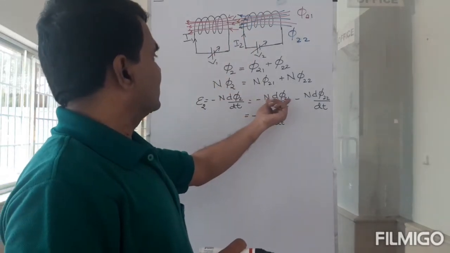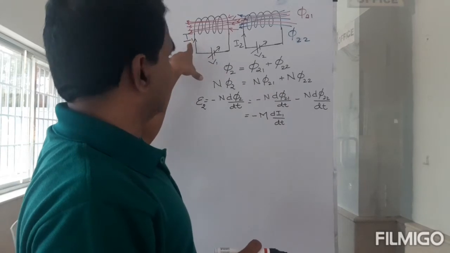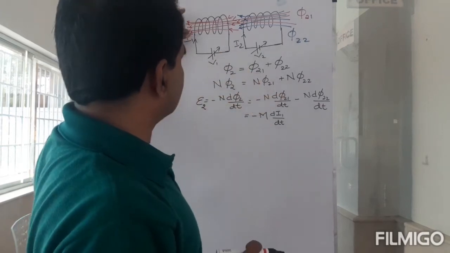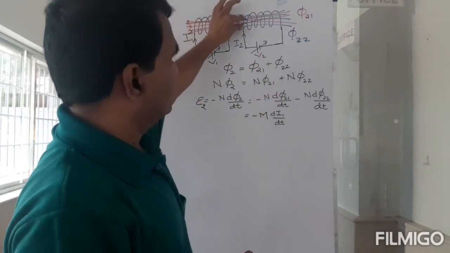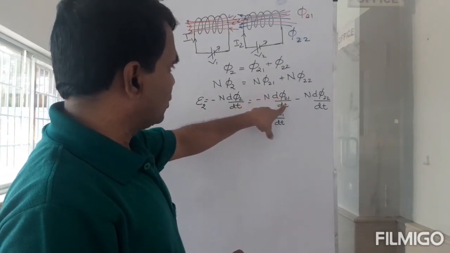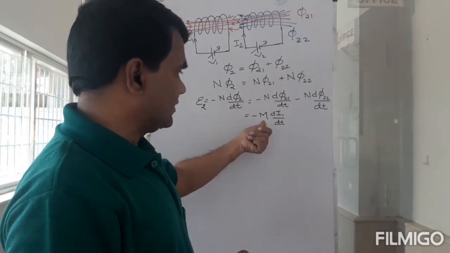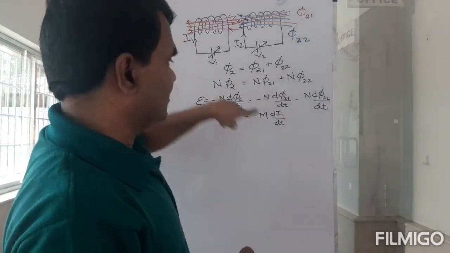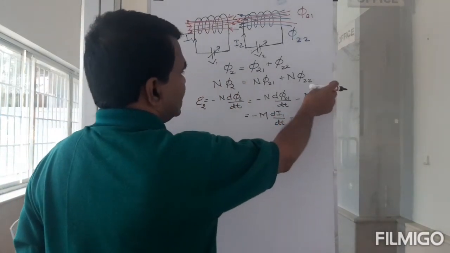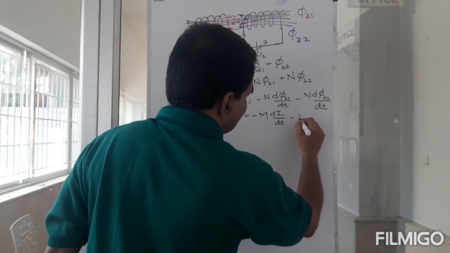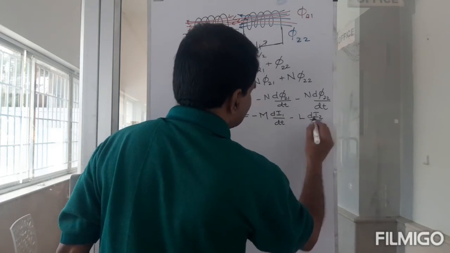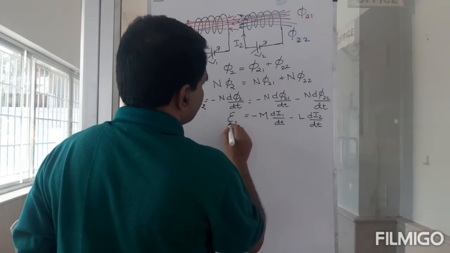So this was proportional to the current in this, right? This flux was proportional to the current. This increases, this also increased. If this decreased, then this also decreased. So this was minus n d phi 21 by dt, which can be written as the mutual inductance M into dI1, the current in this, by dt. And this part, n d phi 22 by dt, can be written as the self-inductance L into dI2 by dt. So that's your EMF induced in 2.